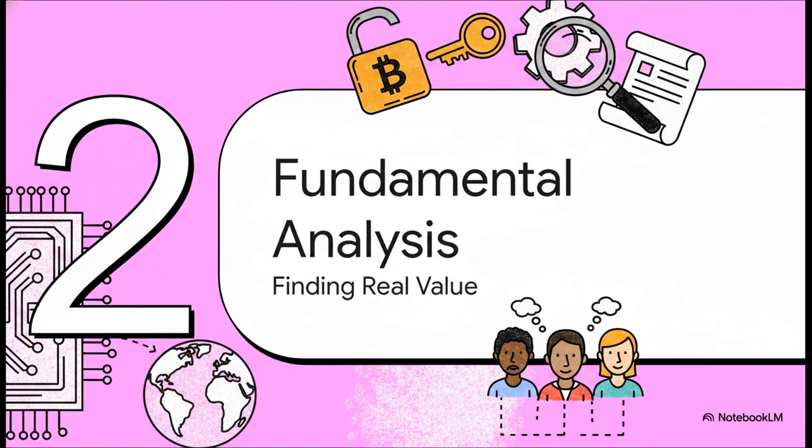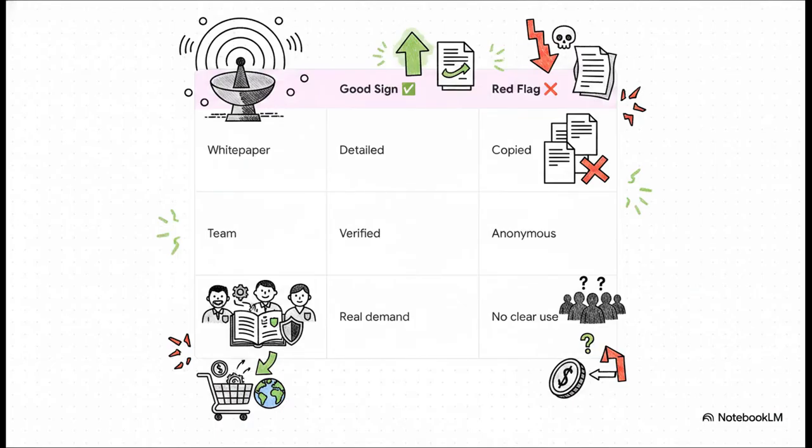Moving on to Section 2, fundamental analysis, uncovering real value. So, fundamental analysis is all about looking under the hood. Let's calibrate your radar for green lights and red flags. First up, the white paper. A huge green light is when it clearly explains the specific problem the project solves. But if it's vague or looks copy-pasted, just run away.